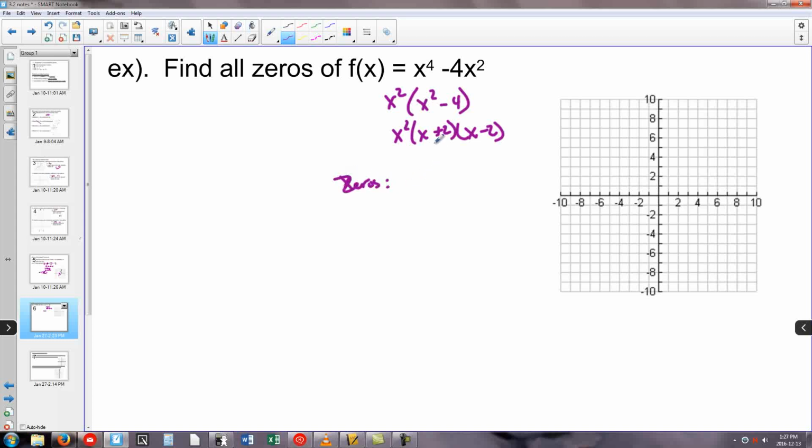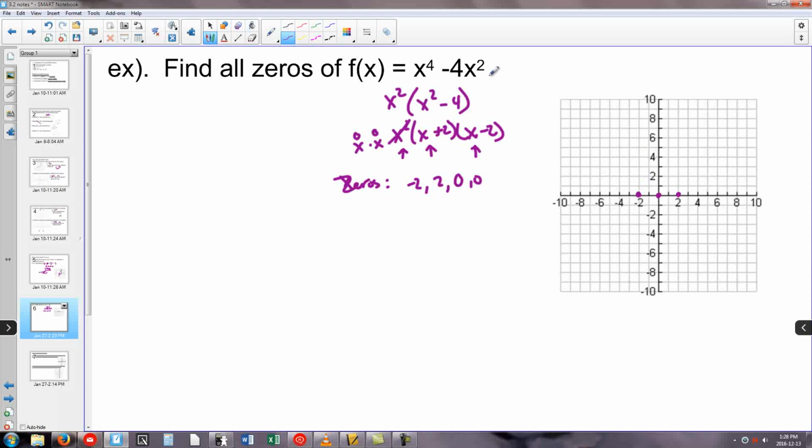That means the zeros are, this one will be negative 2, this one will be positive 2, and then you might ask the question, well, what do you put out here? Well, what squared is 0? Well, that would be 0. But because it's squared, this really means x times x, so that's like 0 and 0 again. So if I want to, I should really list out the 0 twice. I don't need to, but I'm going to just for safe measure.